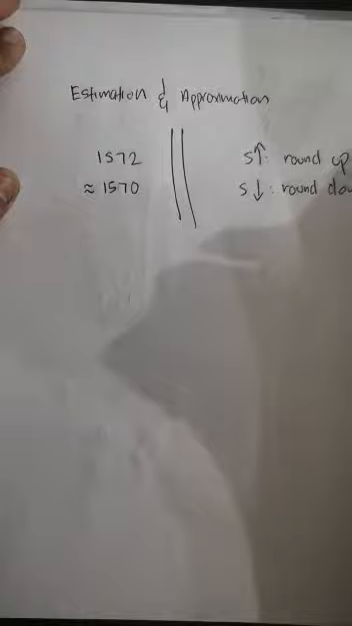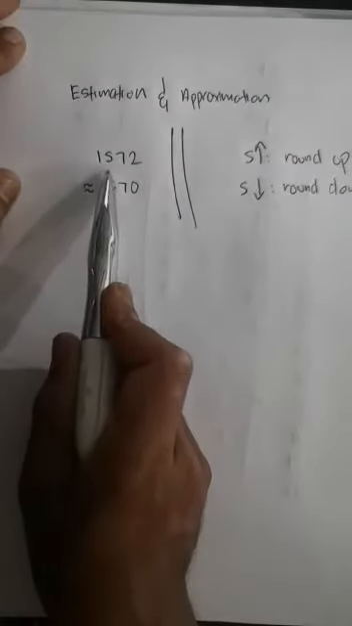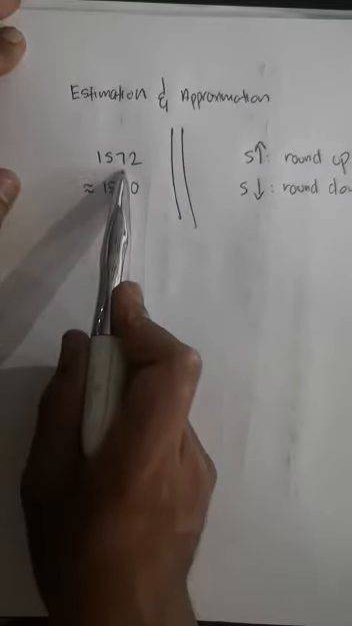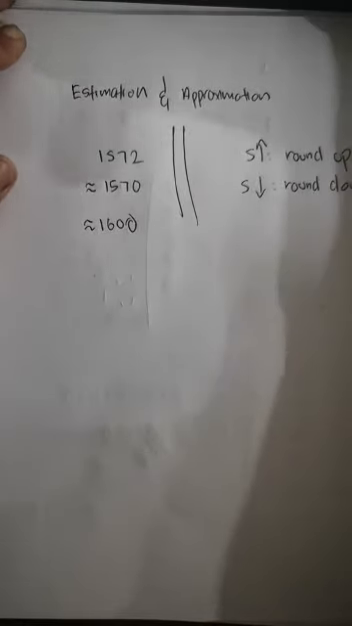How about rounding off 1572 to the nearest 100? Hundreds place is the number 5, right? So you must look to your right. Okay? Look to your right. Is the number bigger or lesser than 5? It's more than 5, right? So you must round up. When you round up, you will get 1600. Okay? Simple as that. This is estimation and approximation.